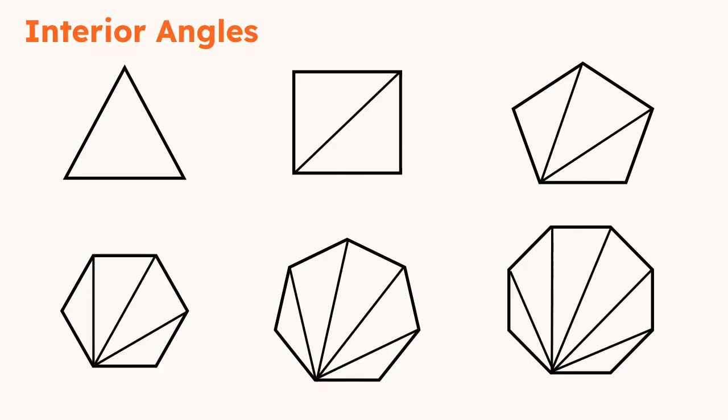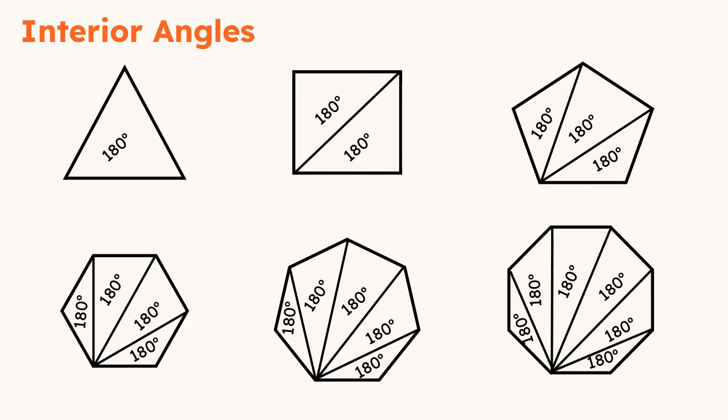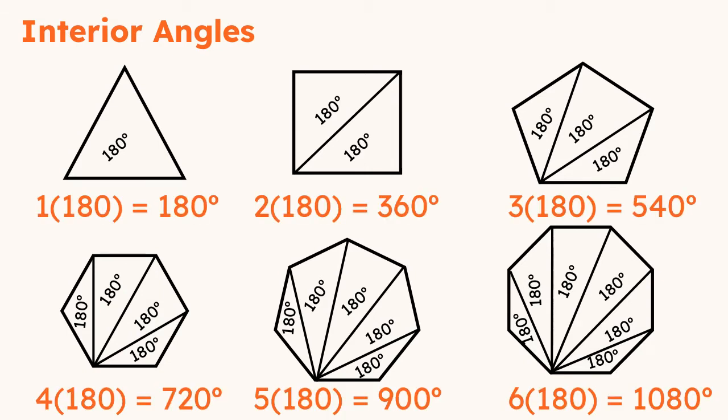So here are a couple of different examples of shapes that I split into triangles. I'm just going to show you the first few. So you can see that each of these triangles gets split up into 180. And then hopefully you'll be able to tell what these sums are. So the triangle, you're just doing 1 times 180, which is 180. But if we skip ahead and look down at this shape, you've got 1, 2, 3, 4, 5, 6 triangles. 6 times 180 gives you 1080.